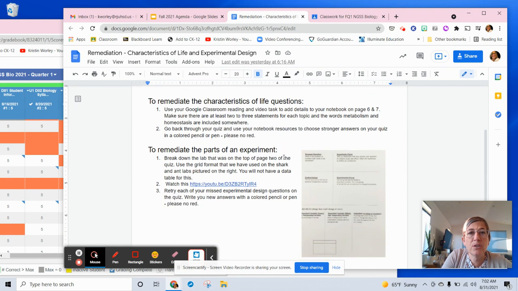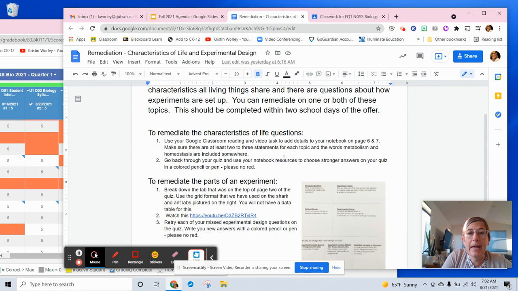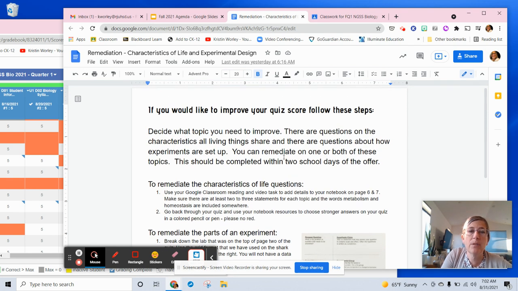So the instructions are right here. Again, the deadline for this is 2 days after the material was given back. So I gave this opportunity to you on Friday. That means you had the weekend, but you have Monday and Tuesday as the school days that are available. And I'm available, of course, so please come see me if you need my assistance.